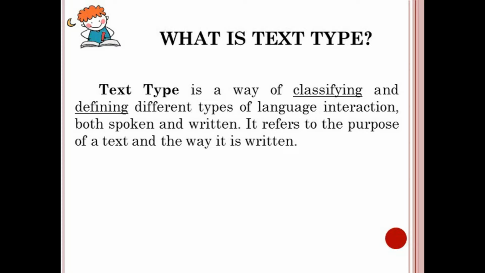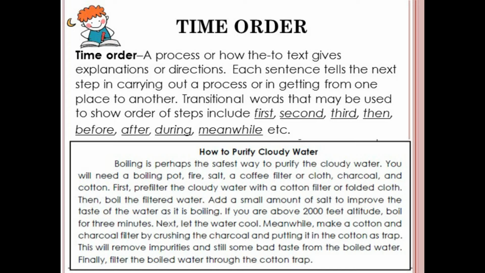Boiling is perhaps the safest way to purify the cloudy water. You will need a boiling pot, fire, salt, a coffee filter or cloth, charcoal, and cotton. First, pre-filter the cloudy water with a cotton filter or loaded cloth. Then, boil the filtered water. Add a small amount of salt to improve the taste of the water as it is boiling. If you are above 2,000 feet altitude, boil for 3 minutes.